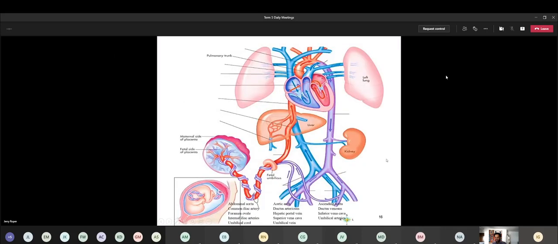So this exercise, I wanted to see if you could do, and these are the different structures here. So we've got which one of these is the abdominal aorta, which is the common iliac artery, et cetera, et cetera, et cetera.